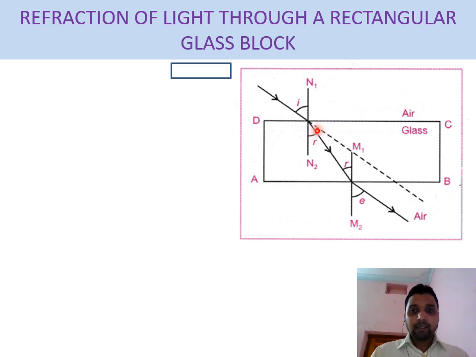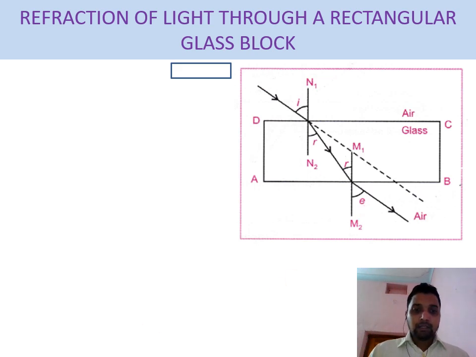This refracted ray, when it comes to the second boundary and goes from glass to air, going away from the normal, is called the emergent ray. The angle between the emergent ray and the normal is called the angle of emergence. Because in a rectangular glass block these two refracting surfaces are parallel to each other, the angle of incidence is always equal to the angle of emergence.